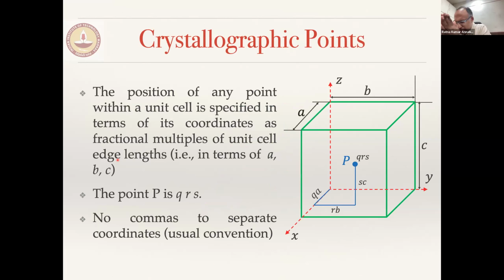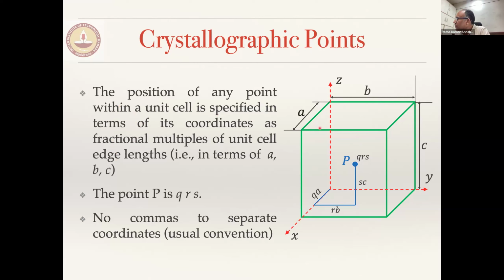So now let us try to understand how we describe a crystallographic point. When I say crystallographic point, we are talking about any position in the crystal. Typically, we actually talk about a lattice point in the crystal, a point where an atom is sitting in some sense. So the position of any point within a unit cell is specified in terms of its coordinates.